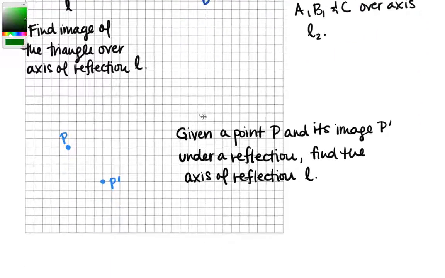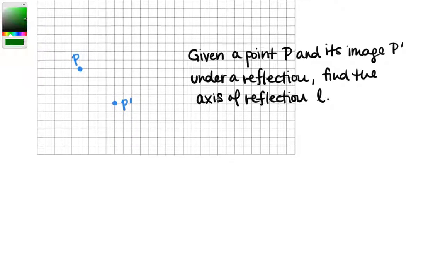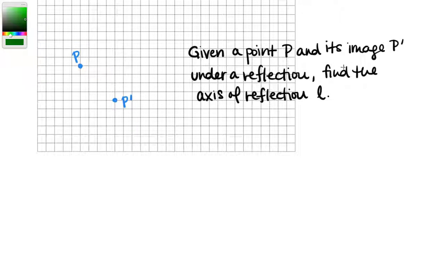Let's do one more example. Given a point P and its image, P prime, under a reflection, find the axis of reflection. So all we know is that this point P here gets sent to this point P prime.